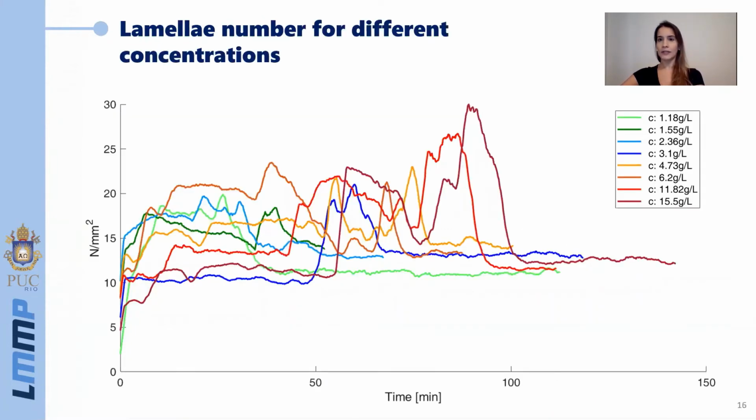And calculating the lamellae number per square millimeter as a function of time, we can see here the plot for different concentrations. When we have the higher concentration, we also have the higher number of lamellae. And for the lower concentration, we have lower values for the lamellae. But when we achieve the steady state condition, we have almost the same values. So when stabilized, the number of lamellae are almost the same.